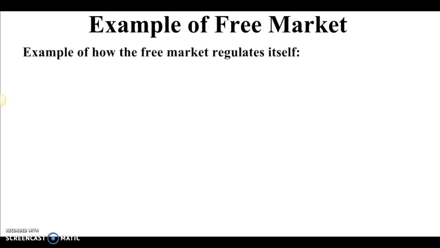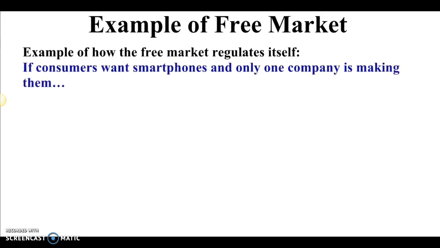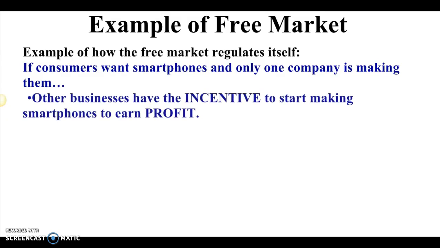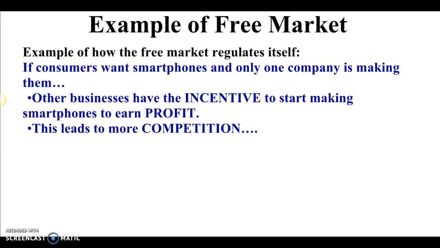So what are some examples of a free market? In other words, how does it fix itself? Let's say a consumer wants smartphones and only one company is making them. Other businesses will have the incentive to start making smartphones too because they want a profit. This leads to more competition, right? Because you now have not just Apple, but now you have Samsung. So now you have an iPhone and a Galaxy phone.